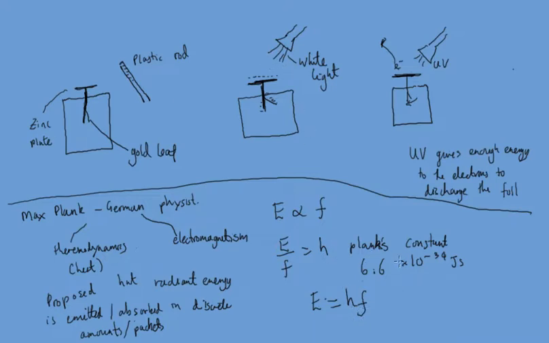Now, if we take this back to this demonstration, white light has a smaller frequency than UV light. So the white light gives a smaller amount of energy to this zinc plate, whereas UV light has got more energy because it is higher frequency, and therefore the energy that it is given can cause the electrons to be emitted.